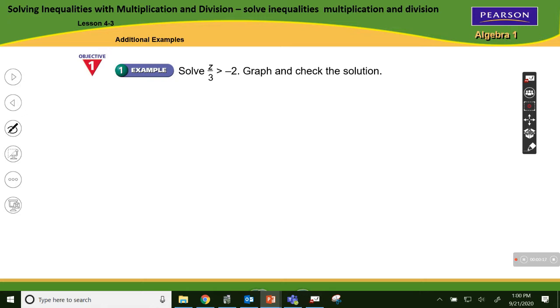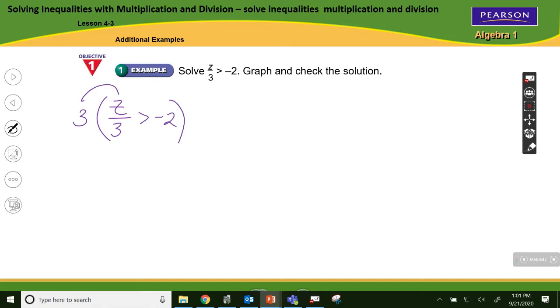First one says solve z divided by 3 is greater than -2. Graph and check the solution. All right, so another one-step inequality. We just have to look on the left-hand side. We notice that z is being divided by 3. The opposite of that is multiplication, so we're going to multiply the entire inequality by 3.